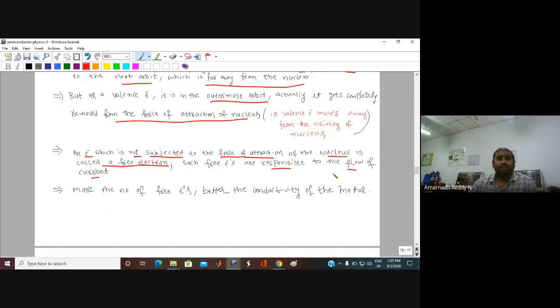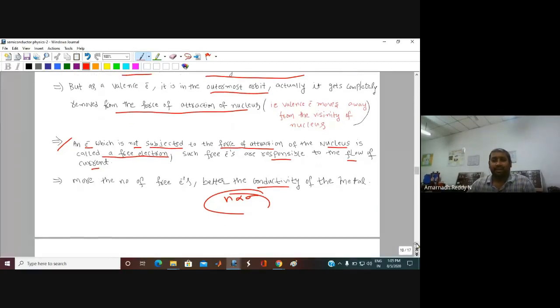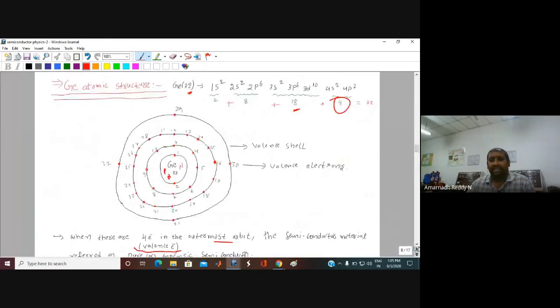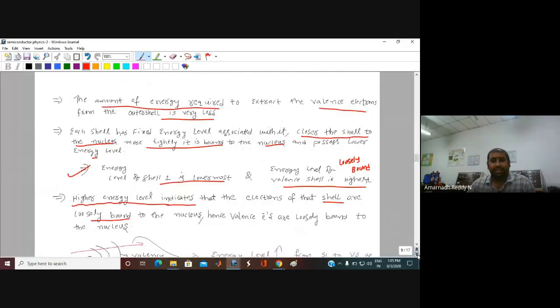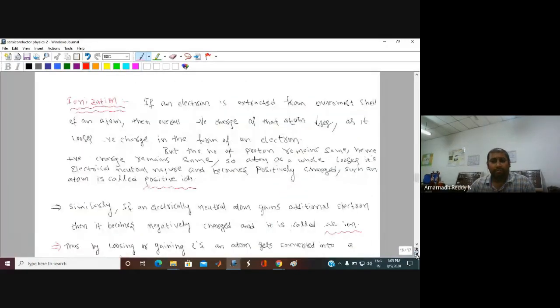Okay, free electrons, flow of current. This is a very useful point: the more free electrons, the better the conductivity. More free electrons means more charge carriers, which is proportional to the conductivity, sigma, of the material, whether conductors or semiconductors in general. Now I will tell you about the word ionization, and why ionization is very, very important.